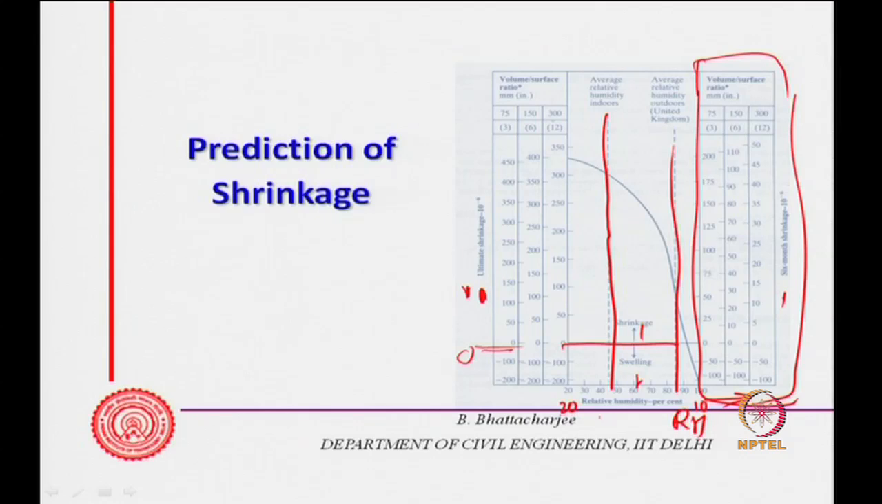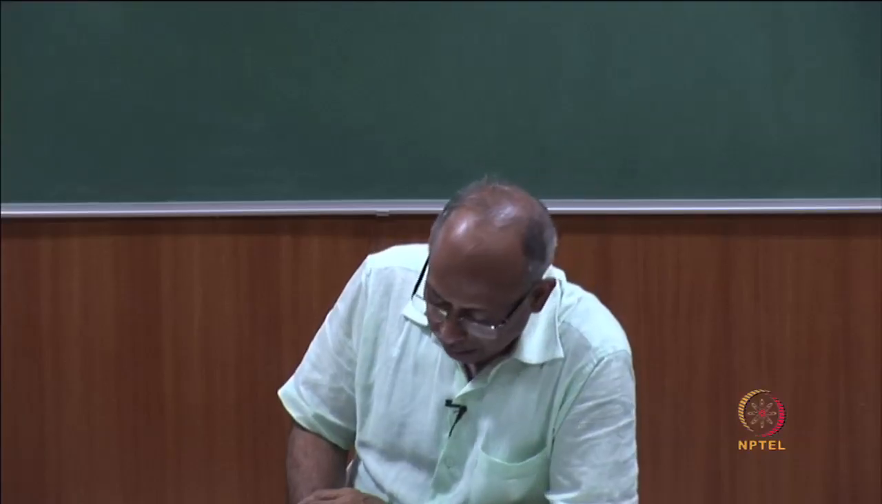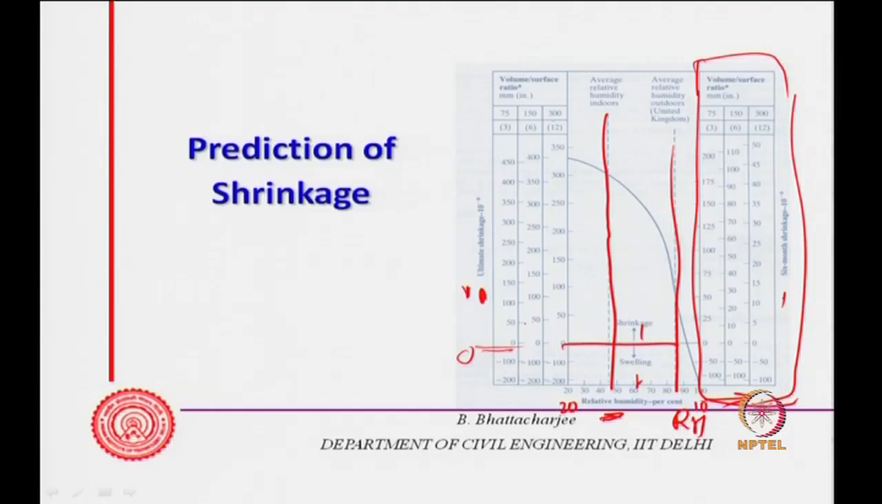So, it is related to relative humidity, one factor that is taken into account, and the age factor. There are 2 ages given: ultimate and 6 months shrinkage, whichever you want, and they can be related to 28 days, and then at any age you can find out. Now, this is the volume to surface area ratio in millimeter or in inch in bracket. So, for 75 millimeter volume to surface area ratio, and 150 and 300, and here again 75, 150 and 300.